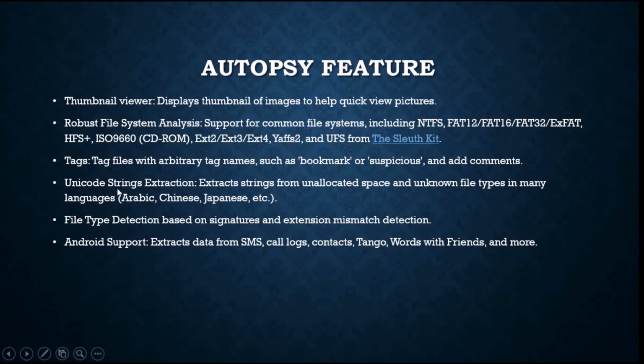Then you can extract the Unicode strings also. Those strings can be extracted from the unallocated space and unknown file types in different kinds of languages as well. We can also detect the type of the file based on the signature and extension. So that is also possible with the autopsy. Another thing is that it supports Android. The Android file system can also be analyzed by using the autopsy, and you can extract the relevant information from there.